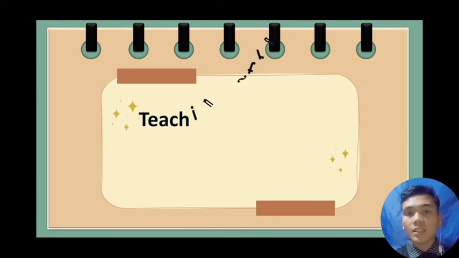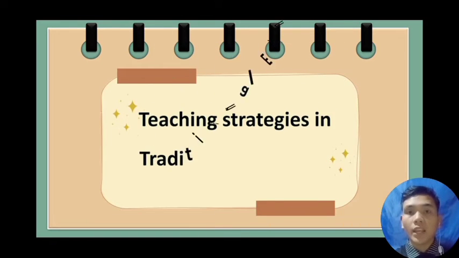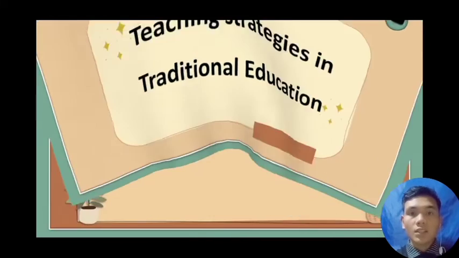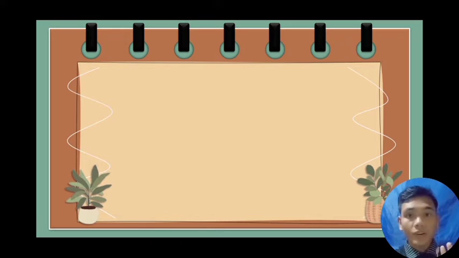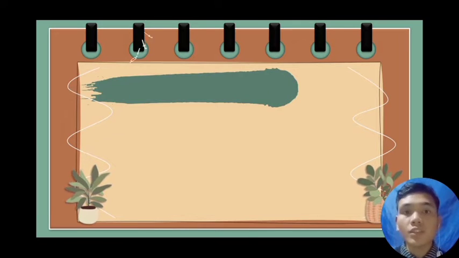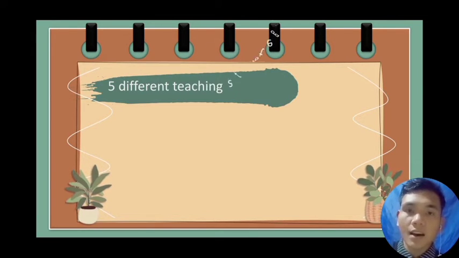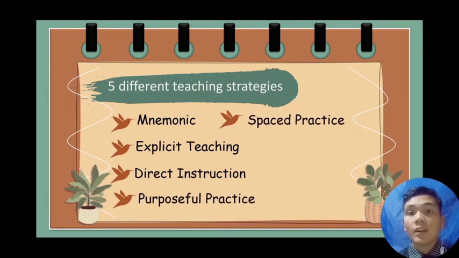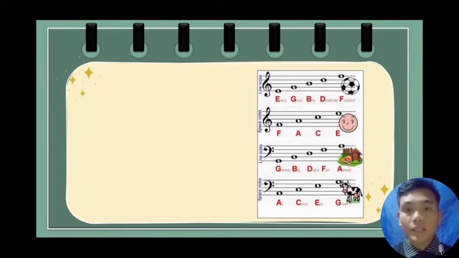Now that we've covered a lot of aspects about traditional education, let's talk about the different teaching strategies that were commonly used during the reign of traditional education. So for teaching strategies, we found out that there are 5 common teaching strategies in traditional education, and these are mnemonics, explicit teaching, direct instruction, spaced practice, and purposeful practice.